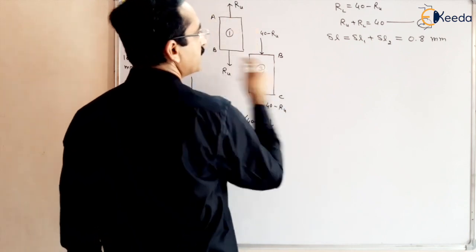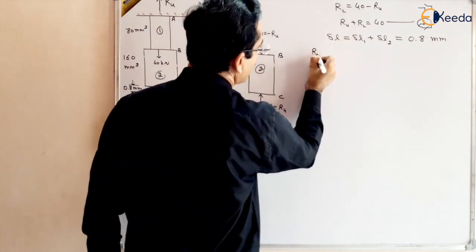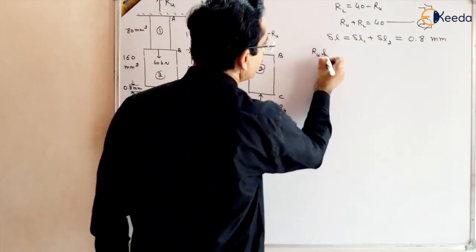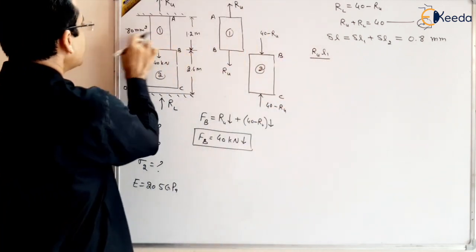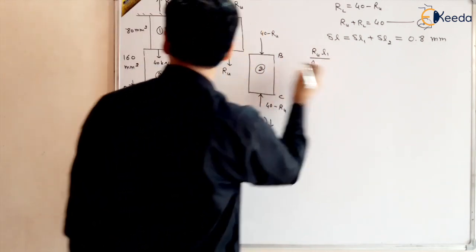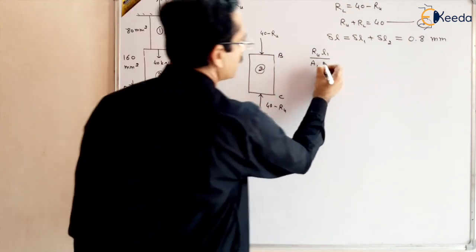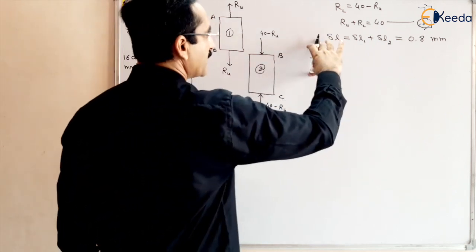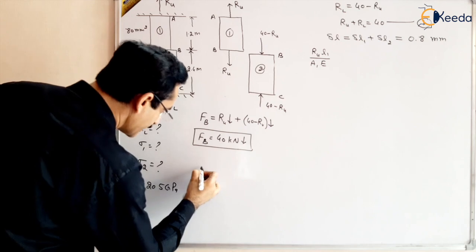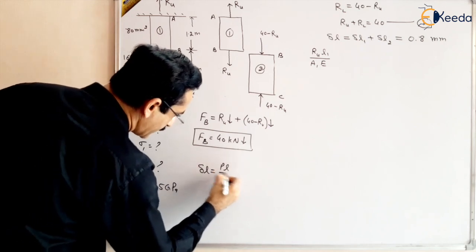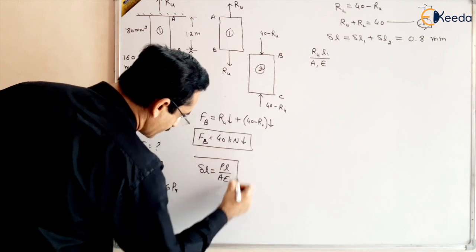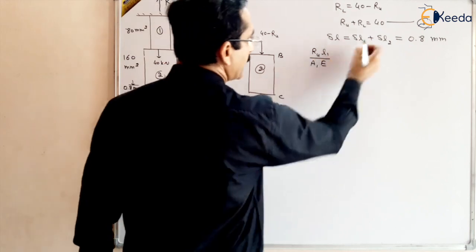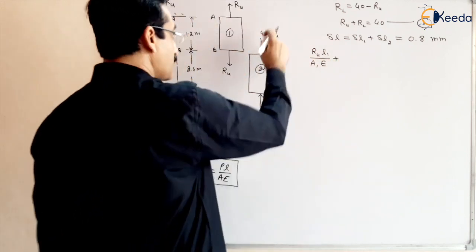RU is tensile, so we can write RU, and the length of this part is suppose L1, upon the area, which is given as 80 millimeter square, so A1, and the material is the same, E is given, so say it is E1, E or E1. So this is the delta L1, right? We know the formula for delta L. You should always remember the formula PL upon AE. This formula should always be remembered, PL upon AE. So RU L1 upon A1E plus, this is compressive basically.